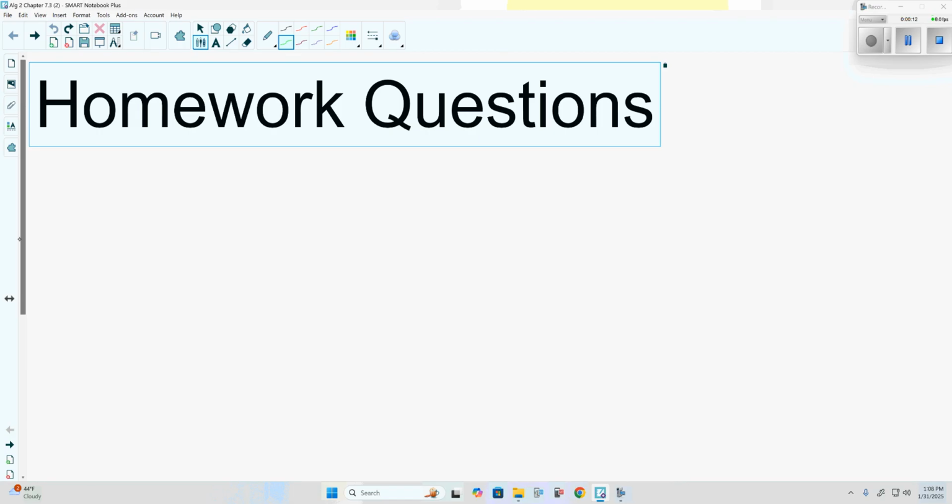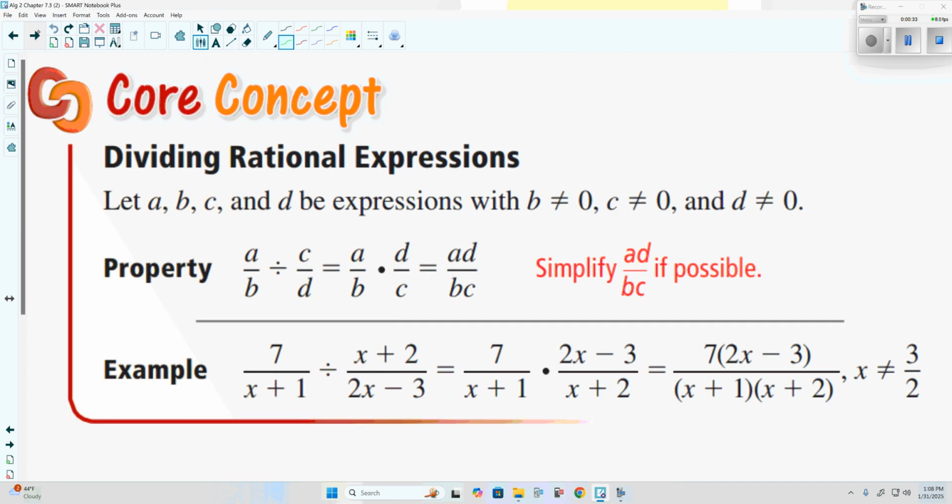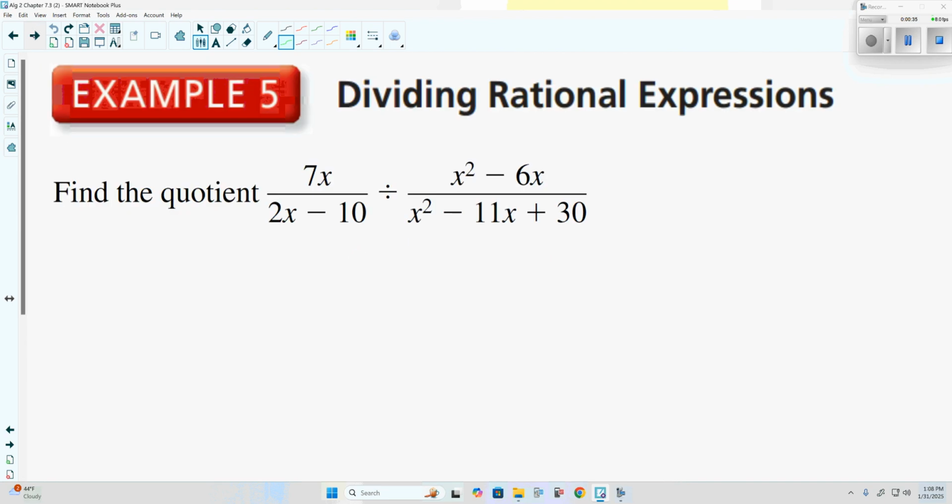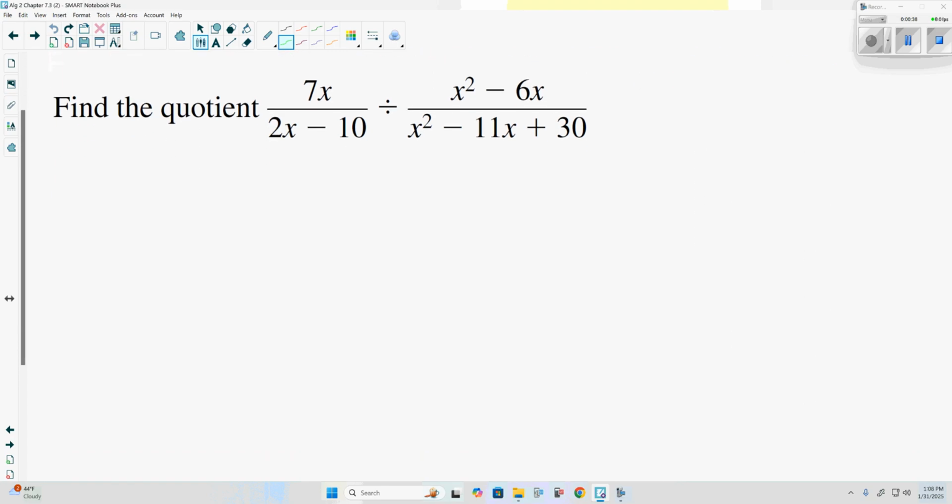So what we did yesterday and the day before was multiplying and simplifying rational expressions. What we're going to be doing today is finding the quotient of rational expressions. Now, multiplication and division has one key difference between the two.